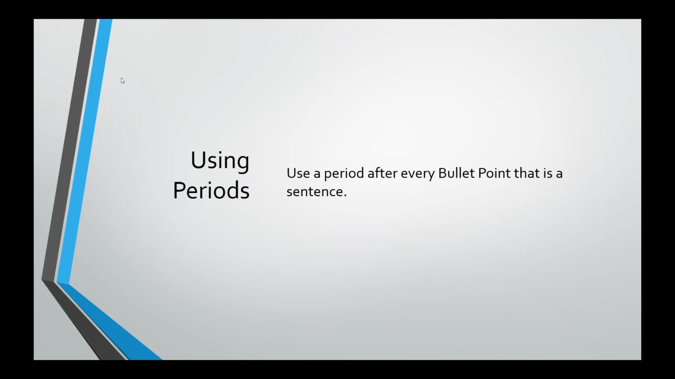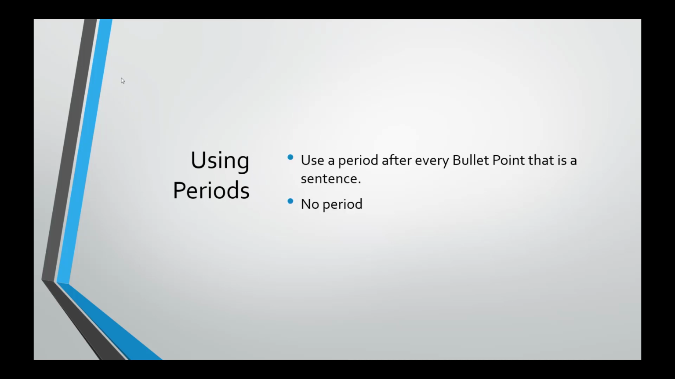Use a period after every bullet point that is a sentence. Use no punctuation after bullet points that are not a sentence. Do not use periods on some bullet points and no periods on other bullet points on the same slide. If you start using periods, then use them on all bullet points on the slide.